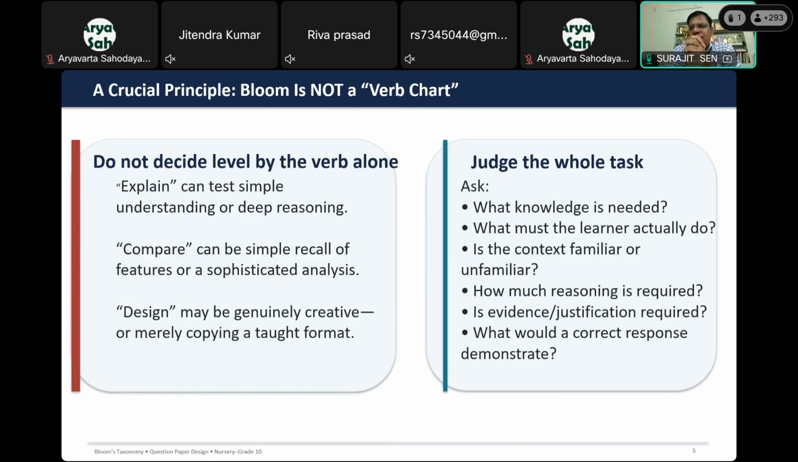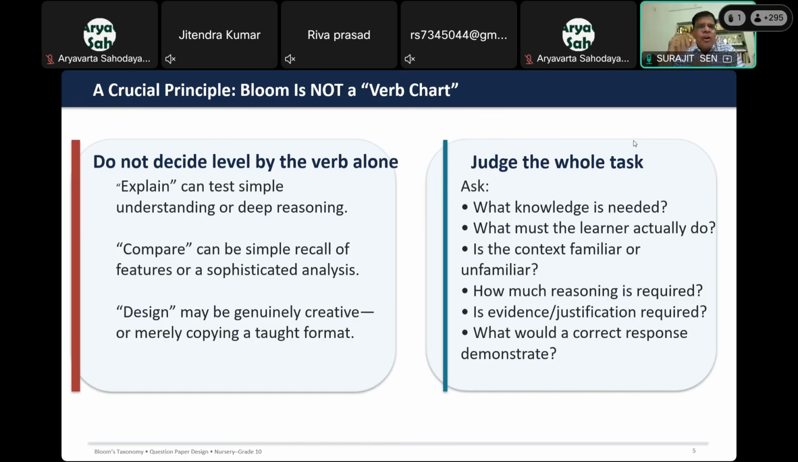Respected teachers, let's make one thing very clear. It's not just a verb chart. Do not decide the level by verb alone. Say for example, you are asking a question, explain. It can test a simple understanding or even deep reasoning. It all depends upon how you place it. Compare can be simple recall of features or a sophisticated analysis.